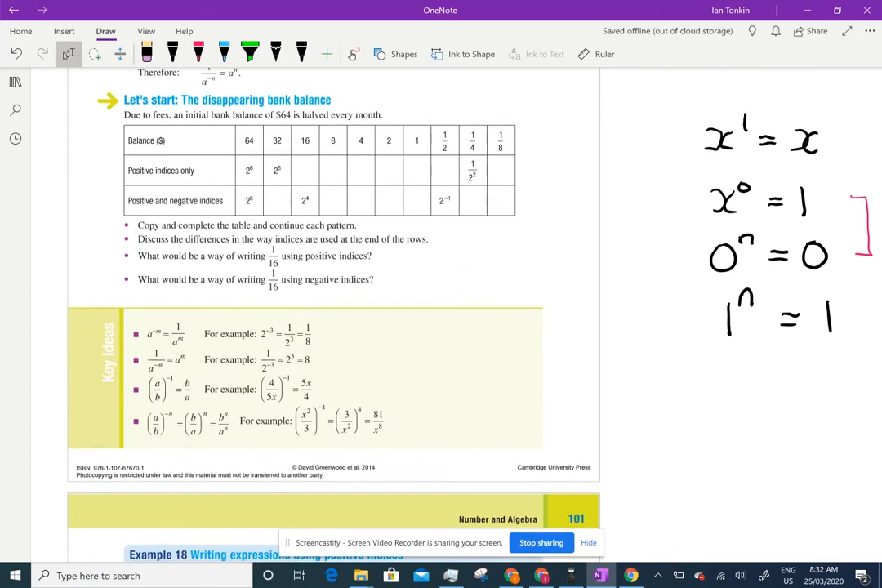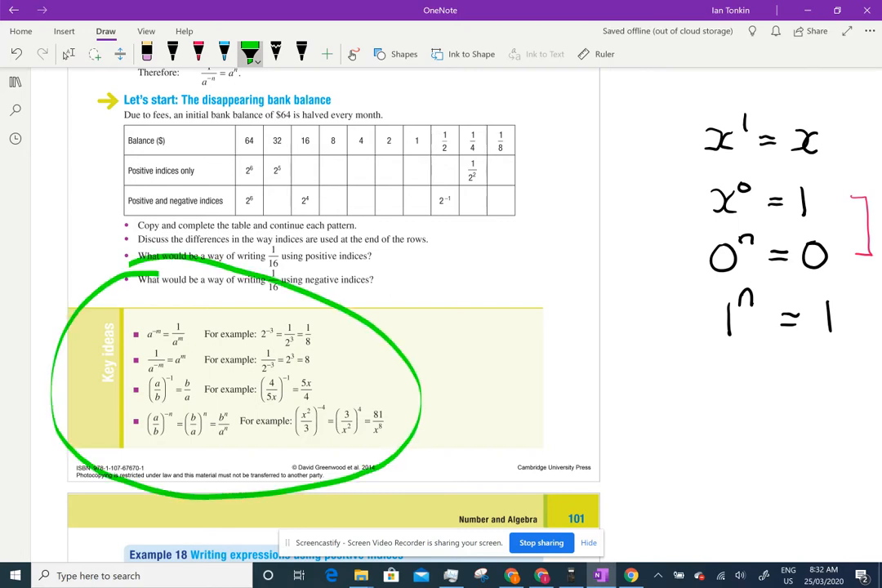Now, these are the laws here that you need to be aware of. It's pretty easy. You can see them. The only one you really need to know is this one. Oops, made a bit of a mess of it. Is this one. We're going to talk about the other one. If there's a negative in the power, you can just put it up the other way.